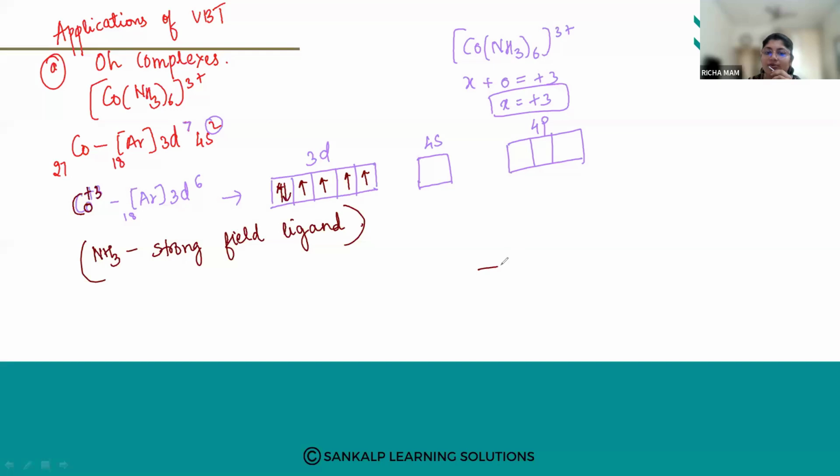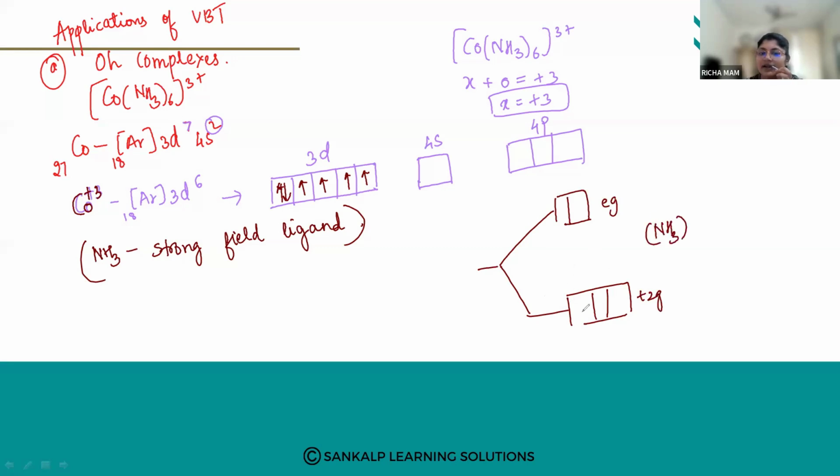Okay, now when you see the splitting of orbitals, your T2G and EG orbitals will be there, right? So when it comes under the influence of ammonia, that is your ligand, what will happen? The electrons will pair up at the ground itself. The distance is very large. Here the distance is very far.